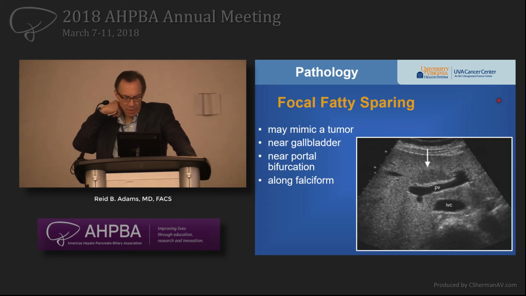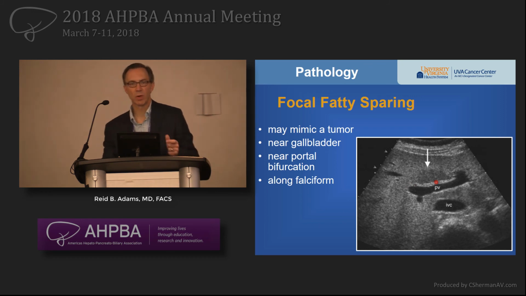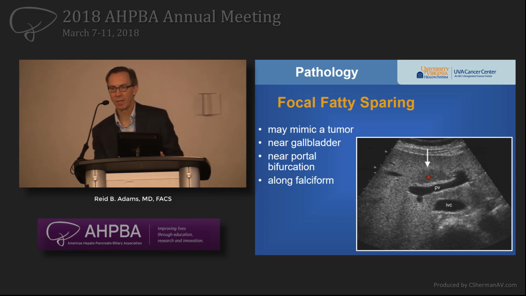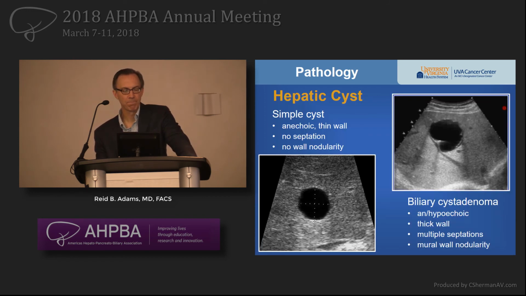Focal fatty sparing is a common finding that can masquerade as a tumor or a lesion. That's shown here. There are a couple of places where you typically find them. They're often near the gallbladder fossa, the portal bifurcation, or along the falciform ligament. Those are the common places for them. You can often see structures passing through them. There's no mass effect, and that's typical of focal fatty sparing.